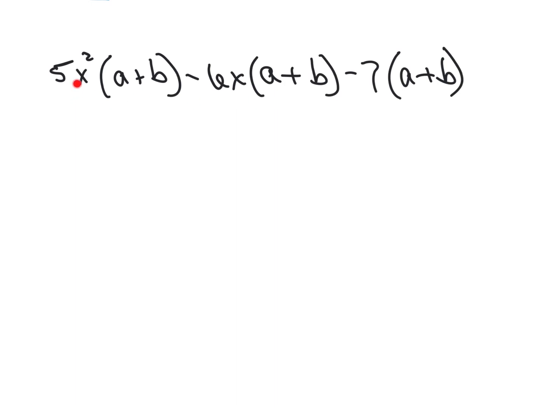So what about x's? I have an x squared there, an x there, but I don't have an x over here. So x isn't common to either one of them. The only thing that's common is an a plus b, an a plus b, and an a plus b. So I'm going to factor out an a plus b, and I have left everything else.